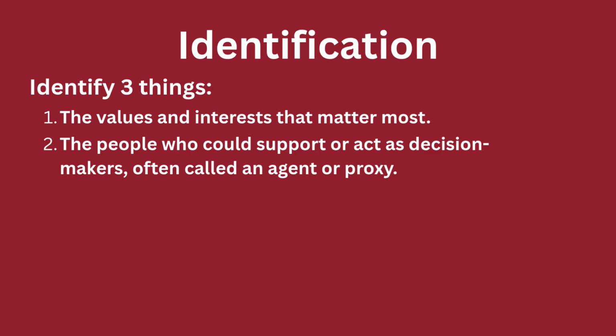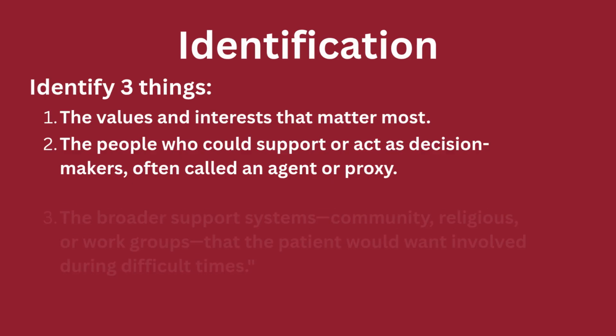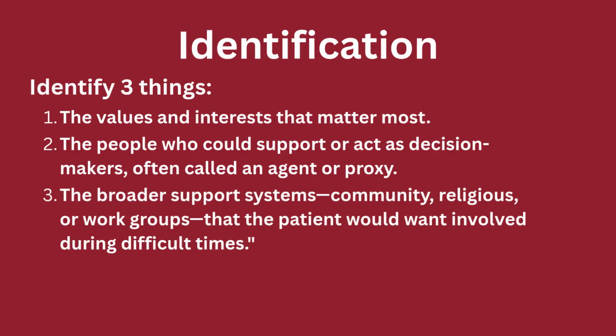They are often called agents or proxies. Importantly, an agent should focus on what the patient wants, not on their own preferences. Third, broader support systems, community, religious, or work groups. These are support systems that the patient would want involved during difficult times.